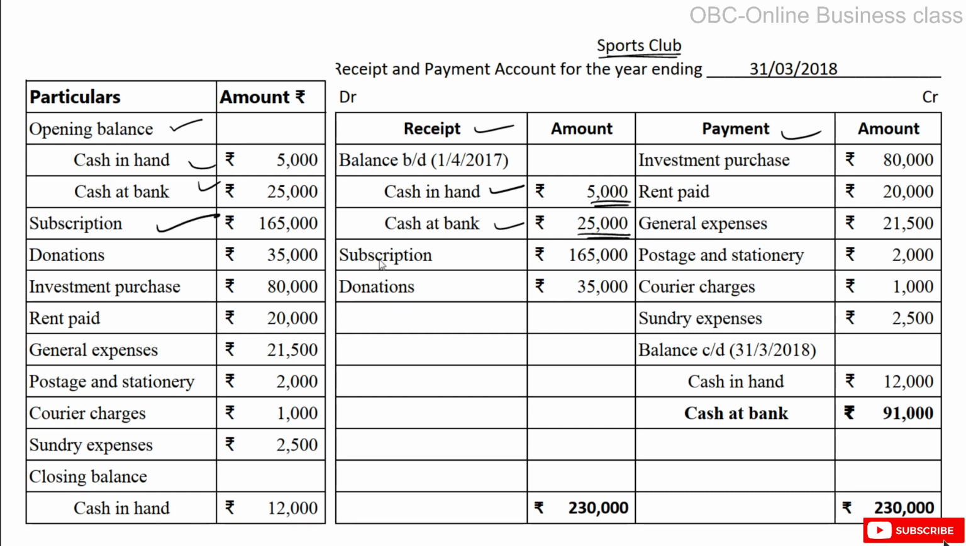Next is subscription. Subscription is an income, so income will be recorded in receipt side. So here they are recorded subscription 1,65,000. Next is donation. Donation is an income, so that will be recorded in receipt side, 35,000 rupees.